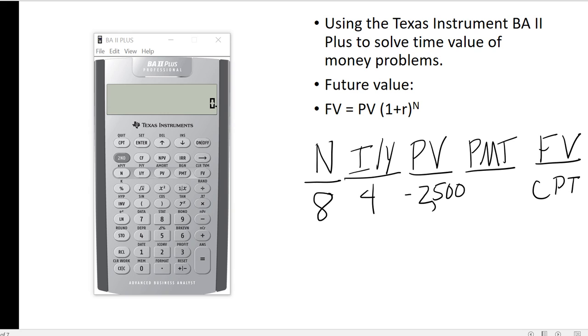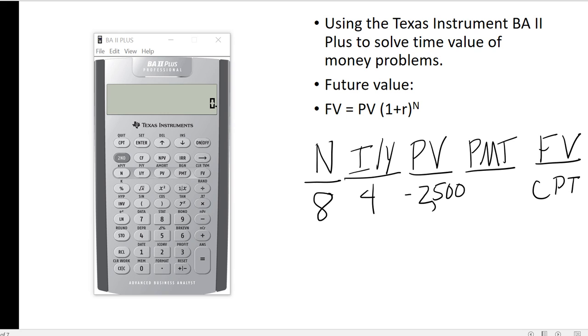So I've already put some numbers up here, so let's talk about what a word problem might sound like. You have $2,500 that you want to invest for 8 years. You can earn 4% interest on that. How much money will you have at the end of 8 years?